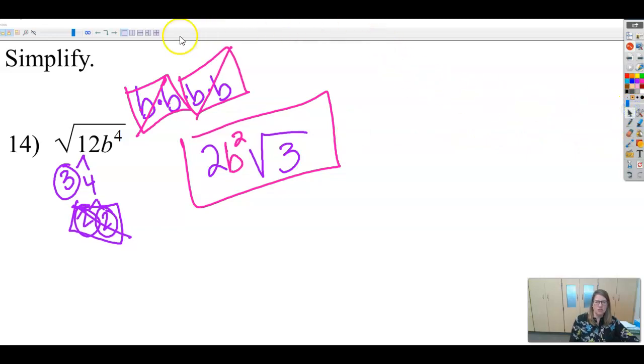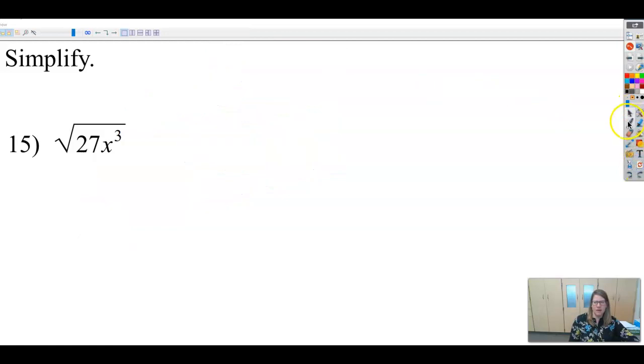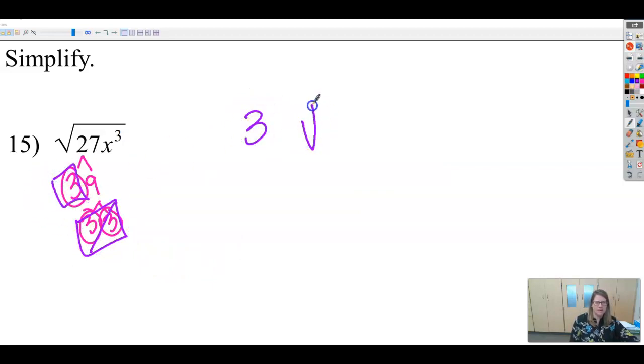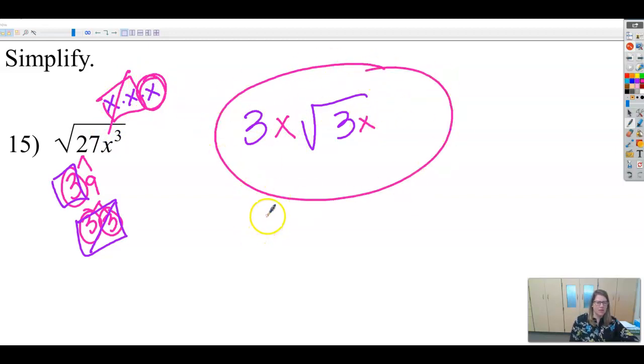Okay. So let's just do one more like this. Again, I recommend that you try it on your own and then come back and watch the answer and see how you did. 27 is 3 times 9, and 9 is 3 times 3. So I'm looking for pairs. So I find a pair of 3's here. It will come out. That one's alone, so it has to stay inside. I have x to the 3rd power, which means x multiplied by itself 3 times, but I can only take 1 out when I have 2 the same, so that one's alone and has to stay inside. So 3x on the outside and 3x on the inside.